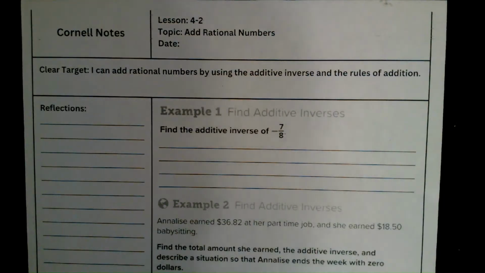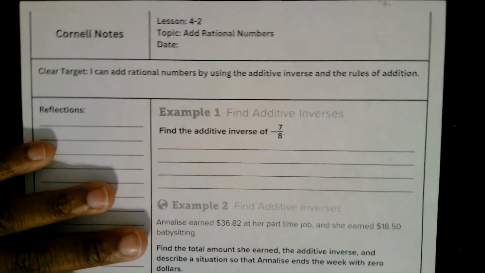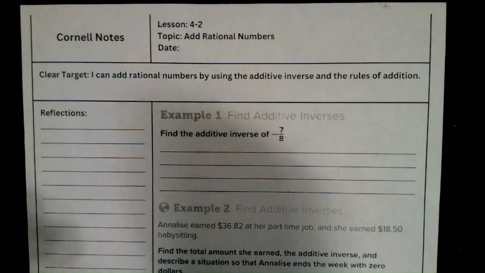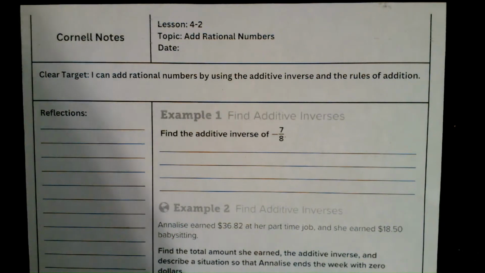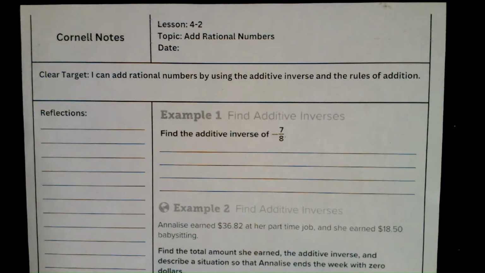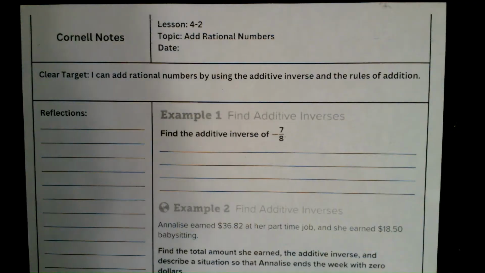All right, we're going to start with our notes. Feel free to pause and rewind this video as needed, so that way you can get the notes down, or if you need to rehear something or have something explained once again. So again, we're going to 4-2 add rational numbers, and the clear target is I can add rational numbers by using the additive inverse and the rules of addition. So let's look at the first example.